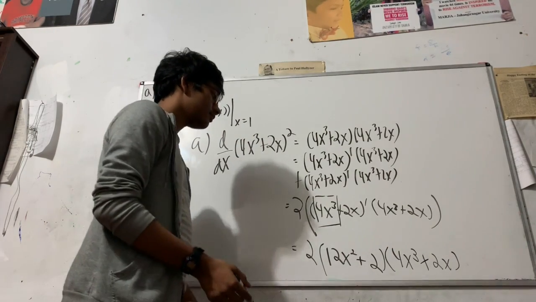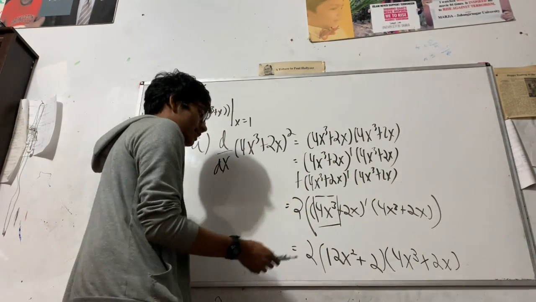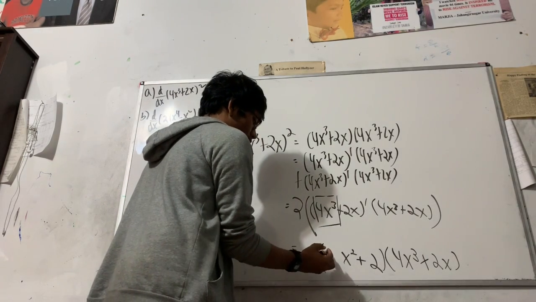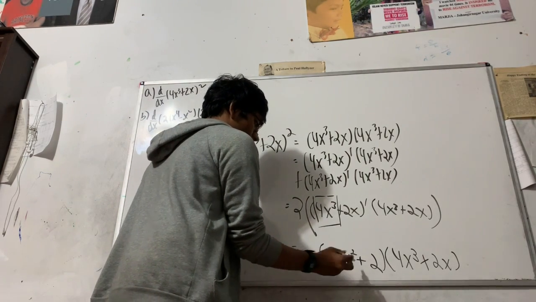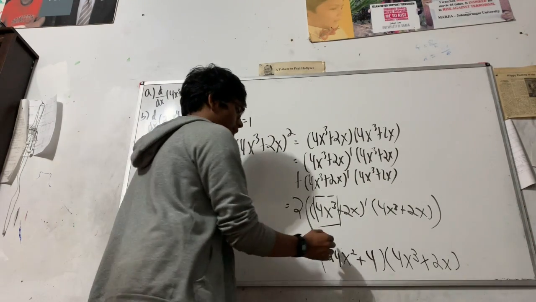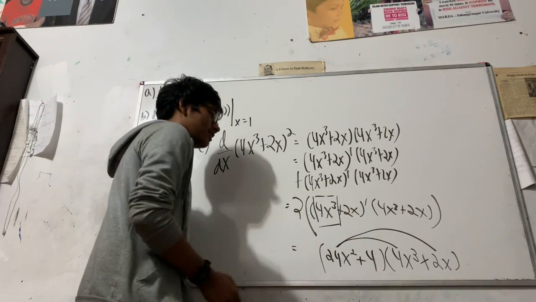Now all we have to do is simplify this, right? Simplifying this, let me just go ahead and distribute the 2. So that will give me 24x squared plus 4. And now all you have to do is FOIL. I'll just finish it off, right? So that we can get an answer.